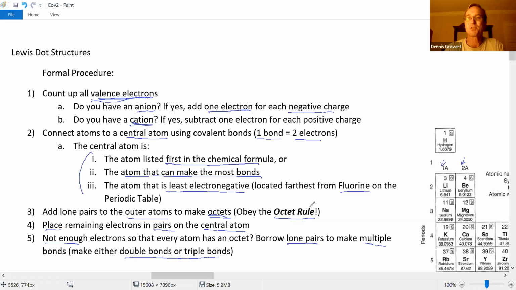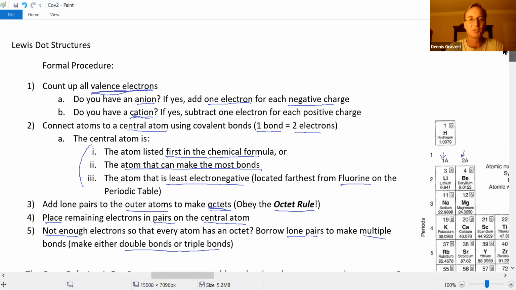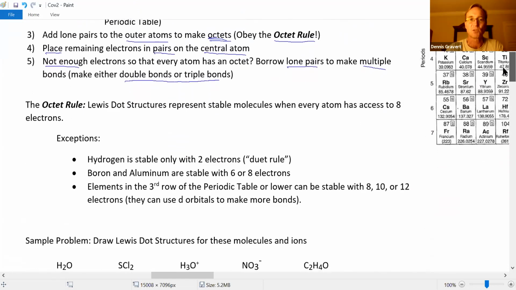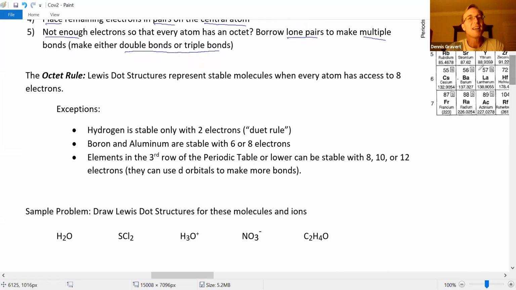Okay, let's give it a try. I got several molecules down here. Let's try all those dot structures. Before we do that, quick little review of the octet rule. And then again, this is a common pattern we see in chemistry. Hey, there's this cool rule. 8 dots around every atom makes a stable molecule. At least that's a prediction.